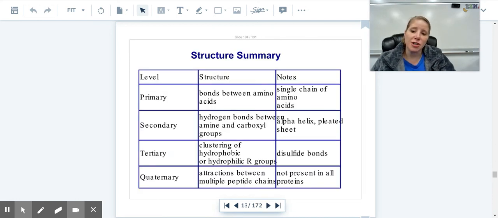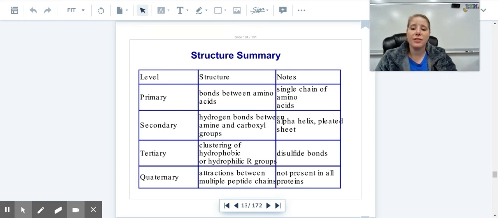All right, so here's a little bit about structure. The primary structure is a bond between the amino acids, and it is just a single straight chain. The secondary structure is the hydrogen bonds between the amine and carboxyl groups, and that's either going to give you the helix or the pleated sheet.